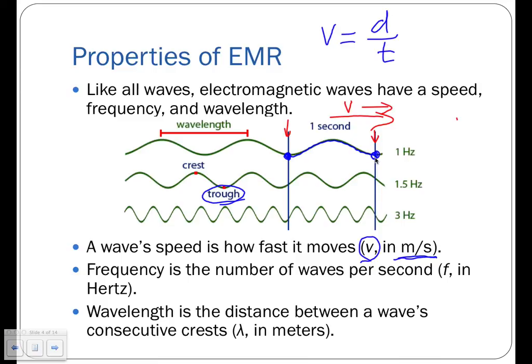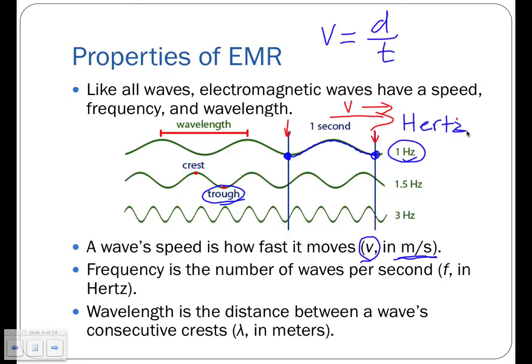And so since one wave has gone by for this top wave in 1 second, we would say it has a frequency of 1 hertz. A capital H, lowercase z is the symbol. It's spelled like the rental car company, but it's Heinrich Hertz, if I remember correctly. So Hertz, H-E-R-T-Z, but the abbreviation is capital H, lowercase z, and so it'd be 1 hertz. For the next wave that you see below that, it has a frequency of 1.5 hertz.